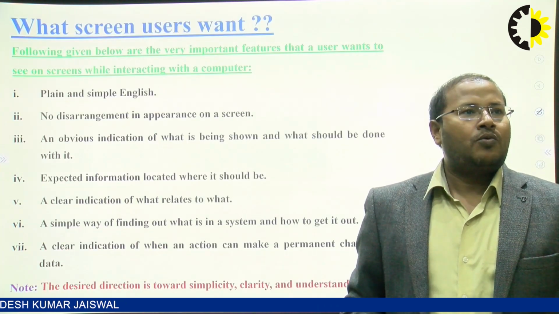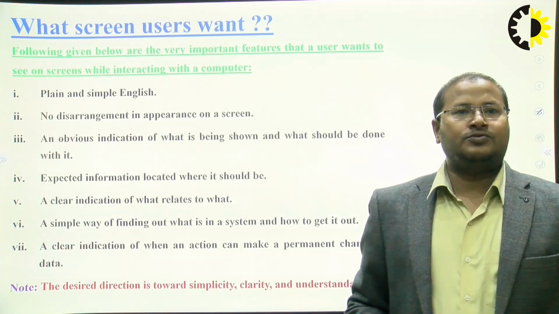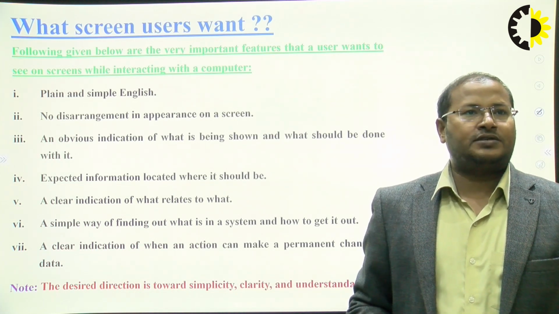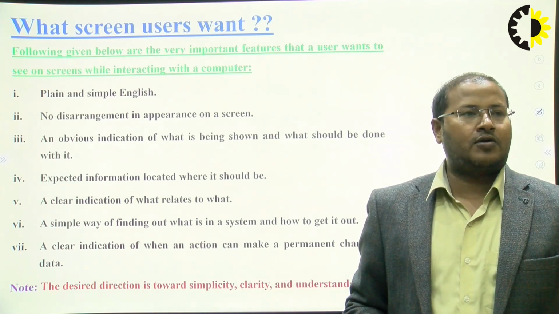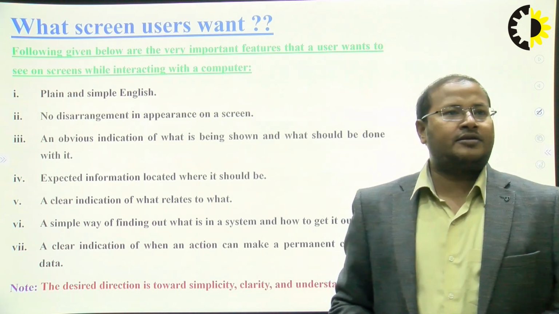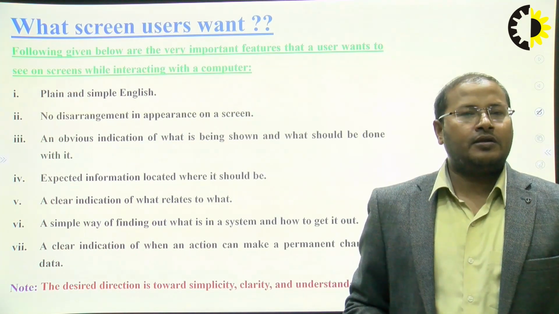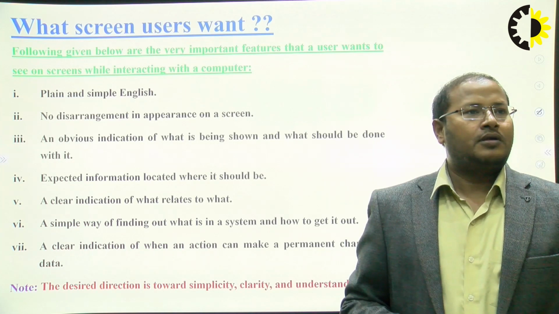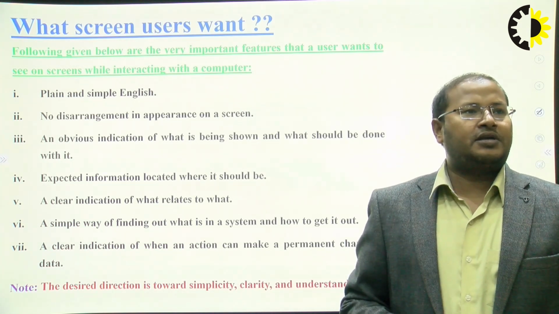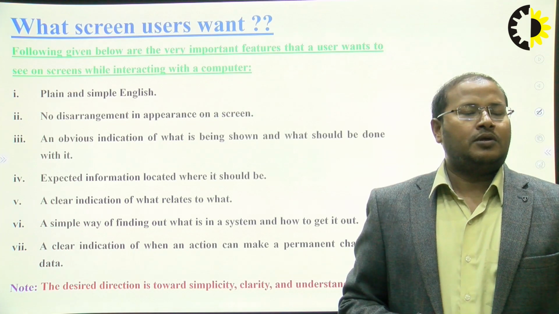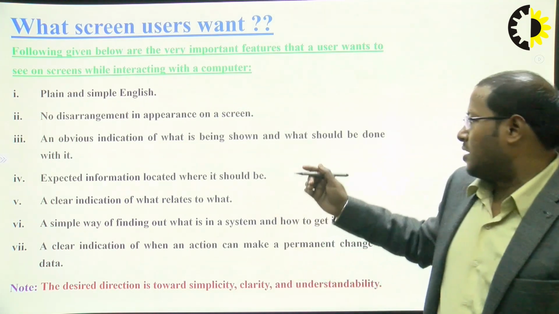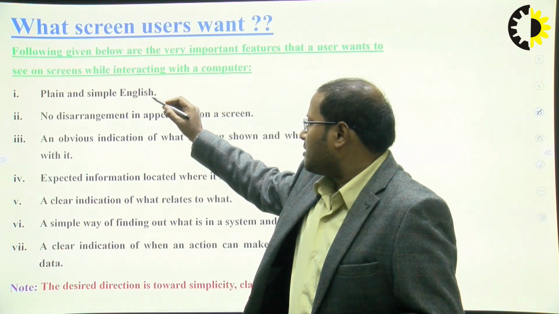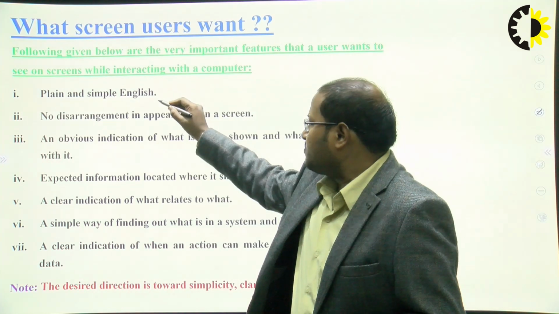Now, the next heading is what screen the user wants. Following are the very important features that a user wants to see on a screen while interacting with a computer. When the user is going to use a screen of a computer, the text and data on the screen should be written in simple English language. So we can say on-screen data, text and information should be in plain and simple English.